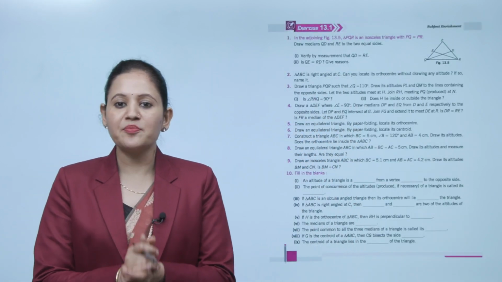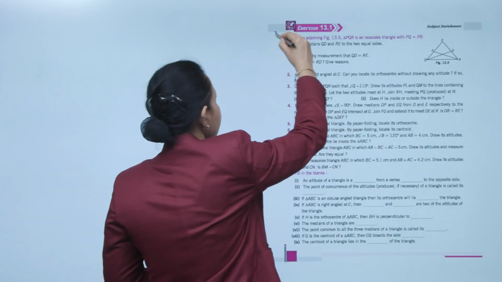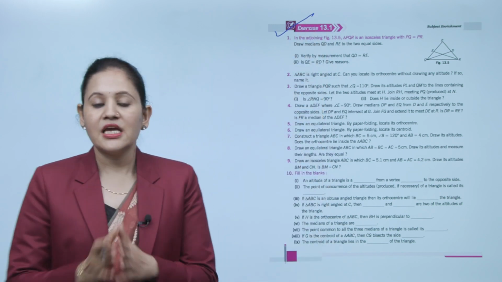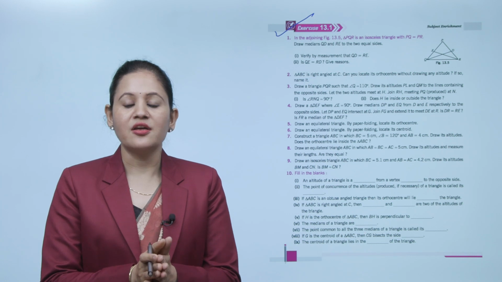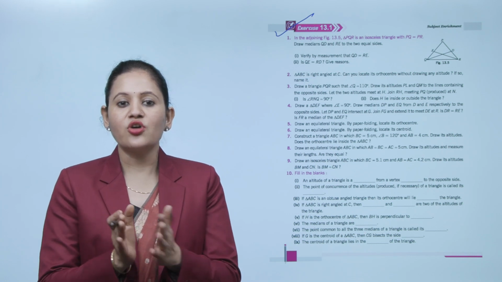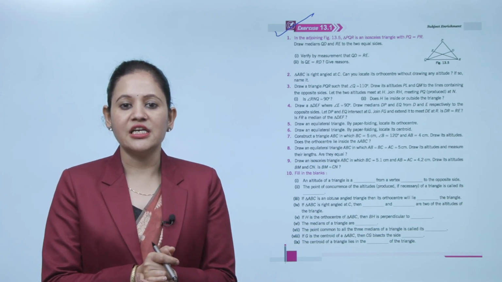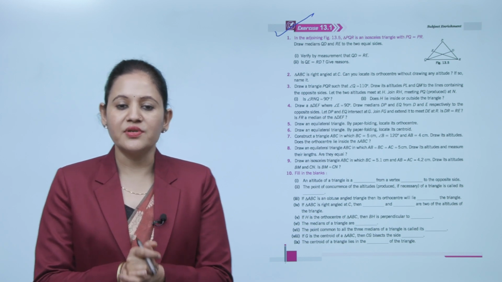Next is exercise 13.1. In the adjoining figure 13.5, triangle PQR is an isosceles triangle. PQ equals PR. Draw medians QD and RE to the two equal sides.